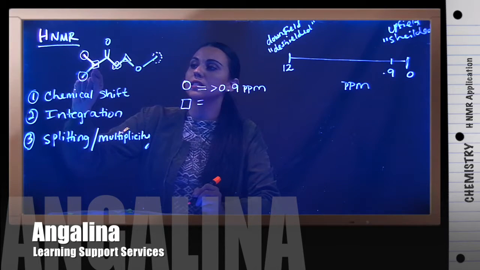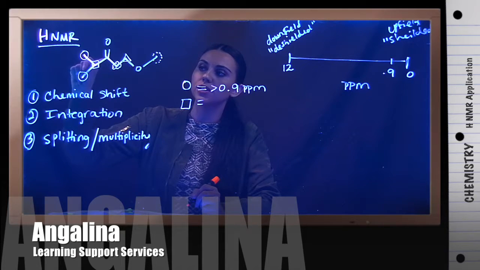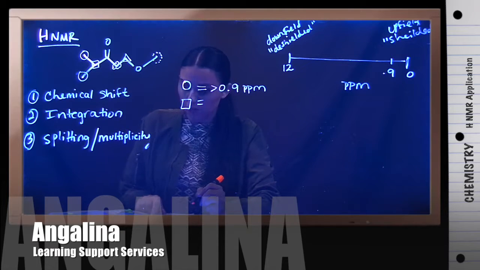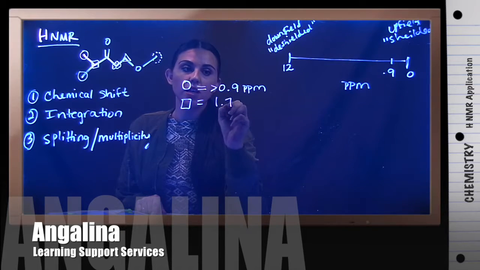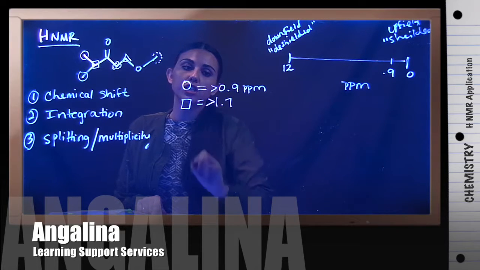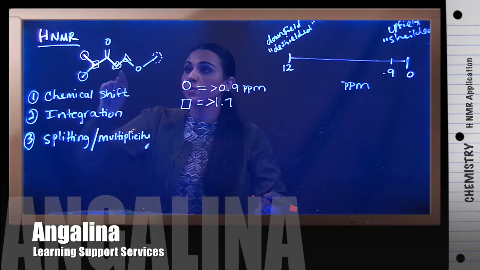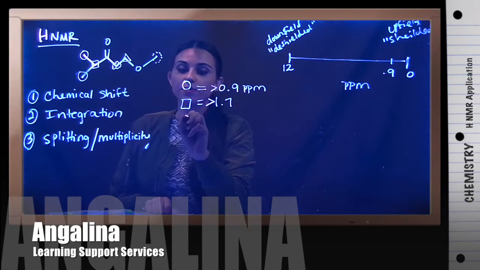All right, the next one is going to be this square. This square is what we call a methine group. So we have a carbon with only 1 hydrogen and 3 other alkyl groups attached to it. That methine group is normally around 1.7. But again, because we're so close to this carbonyl group, we're going to expect a shift larger than that, so more downfield.